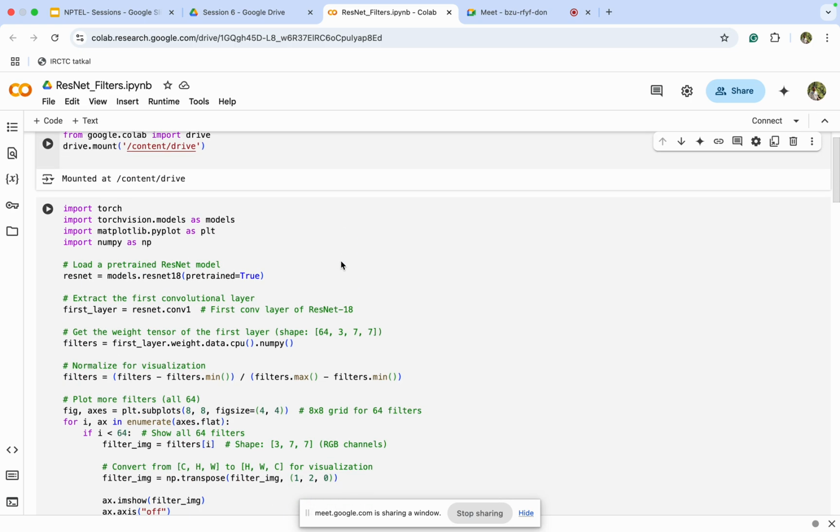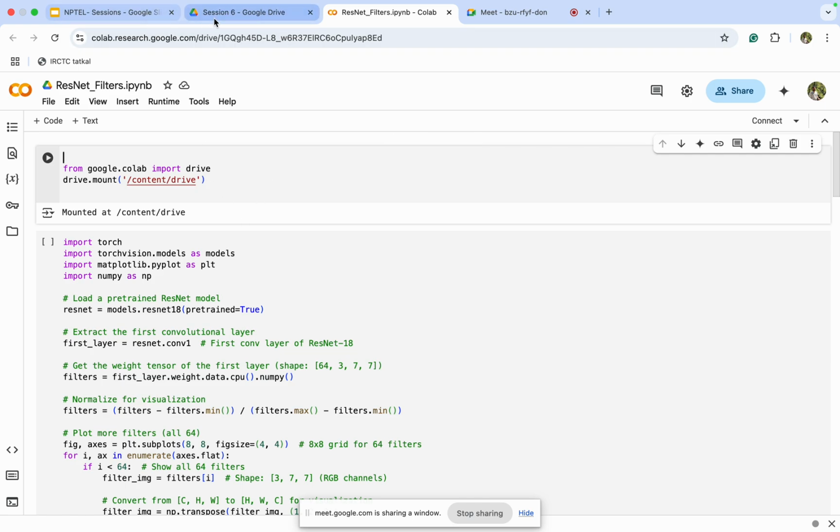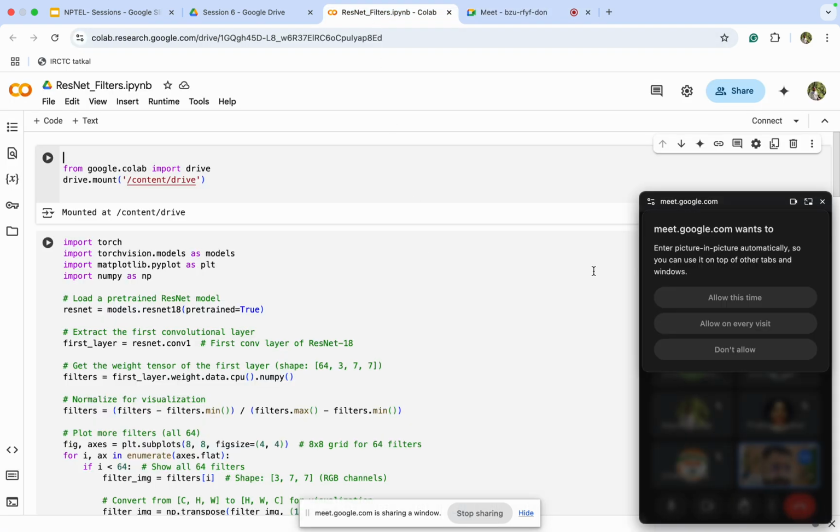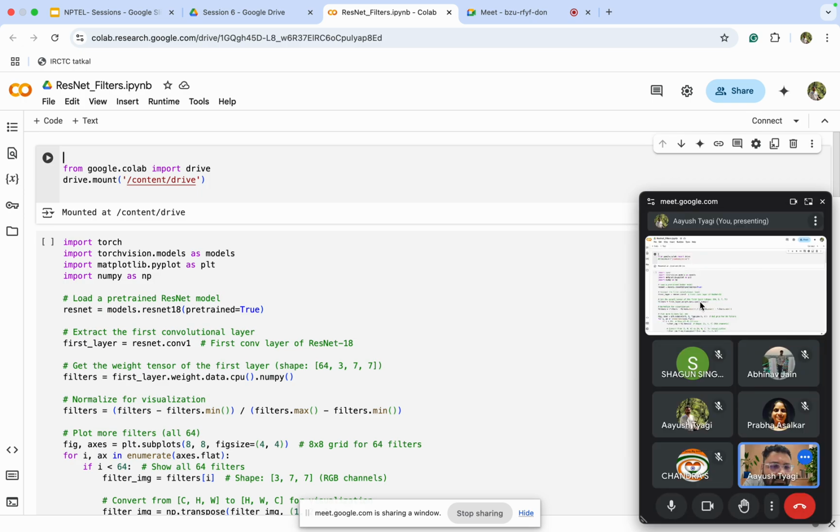So basically what you need to look at here, you can see my screen, I hope. I have opened Google Notebook, and you should be able to see it. Yeah, I think it should be clear.